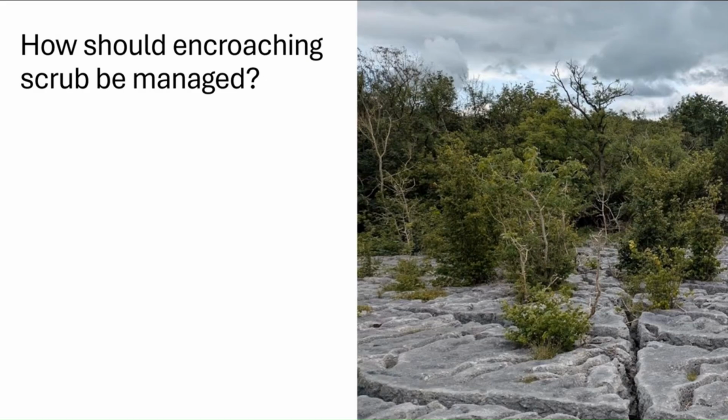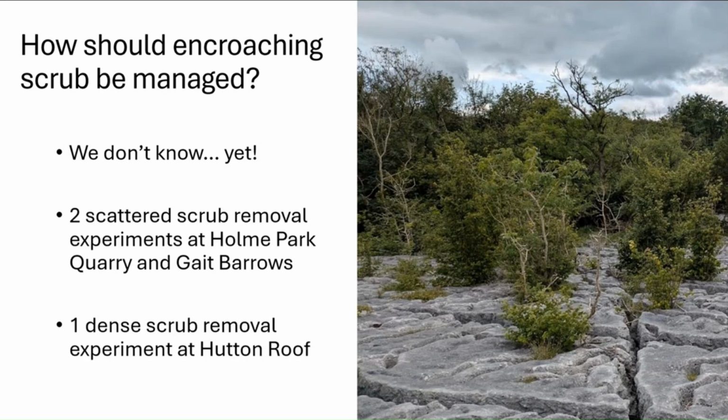So how should we manage this? We don't know yet, which is one of the reasons I'm doing this PhD. One of the key questions is how do we manage this issue of scrub encroachment? So we've set up a couple of scattered scrub removal experiments at Home Park Coriander at Gate Barrows, where we've removed scattered scrub, which is generally the management strategy, and also a dense scrub removal experiment at Hutton Roof. And this combination of experiments should give us some evidence that we can actually base decisions on and make sure we're managing the habitats in the best way.